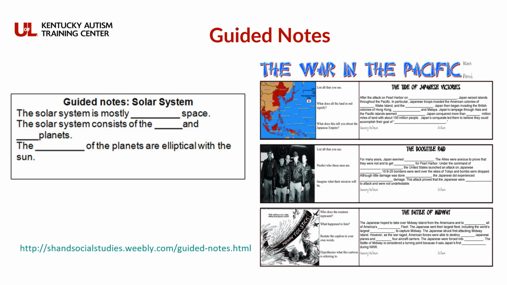So here are just some visual examples of what guided notes could look like. You see it's got a lot of the information, but the students are having to listen for those key pieces to fill in the spots. And there on the war in the Pacific, there are even some other questions: list all that you see. What does the island in red signify? What does this tell you about the Japanese Empire? So you still have some of those open-ended questions to make them think and reflect a little bit more.